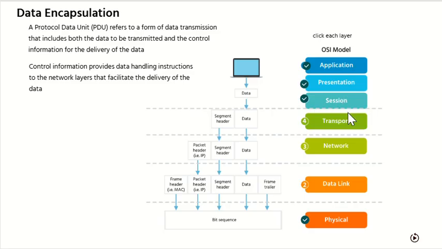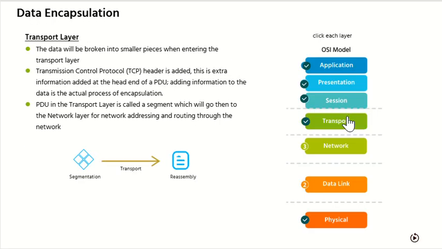The data will be broken into smaller pieces when entering the transport layer. During this process, a header is added, which is extra information added at the head end of a PDU. This process of adding information to the data is the actual process of encapsulation. At this point, the PDU at the transport layer is called a segment. Each segment is arranged in a sequence so that the data stream can be put back together when received exactly as it was sent.